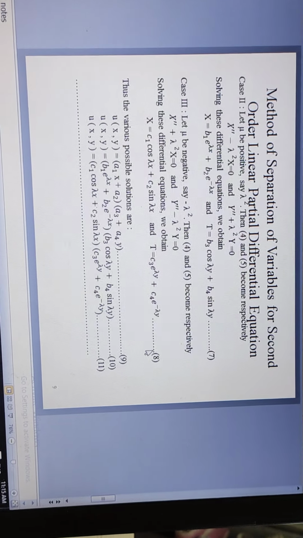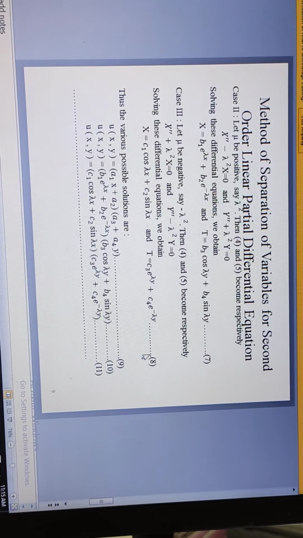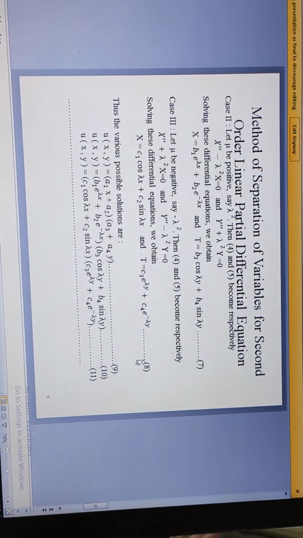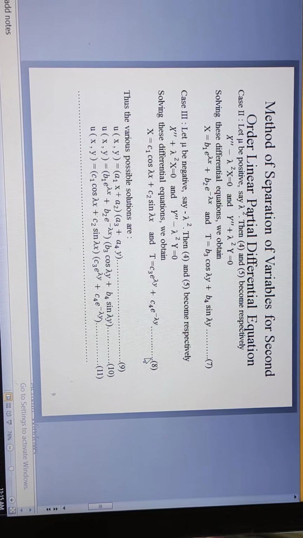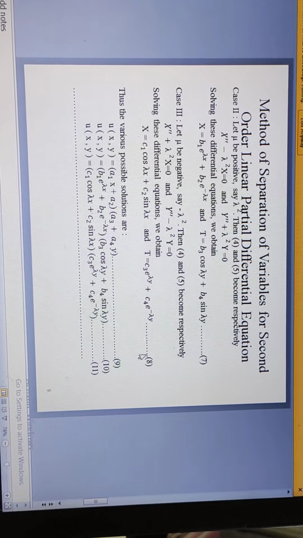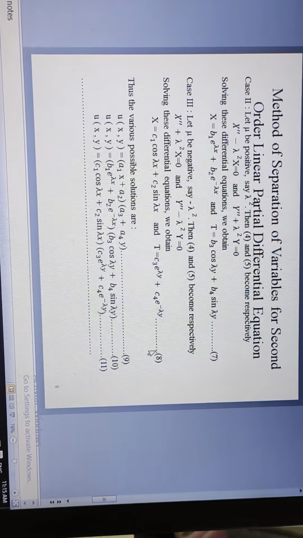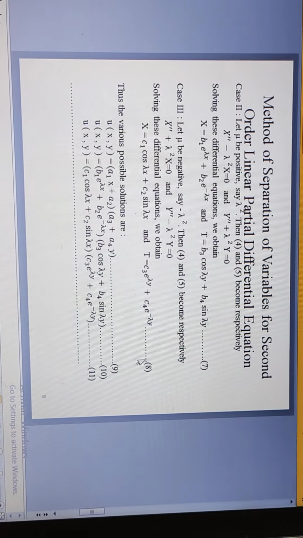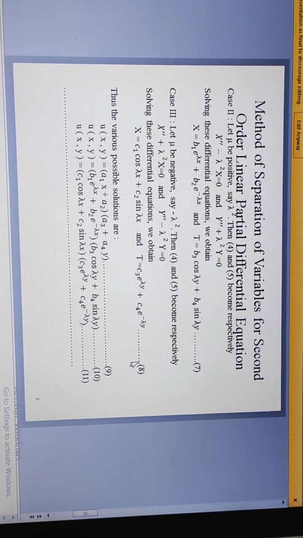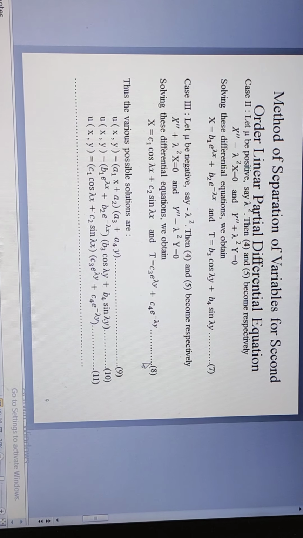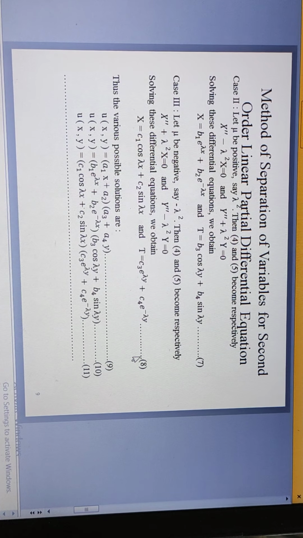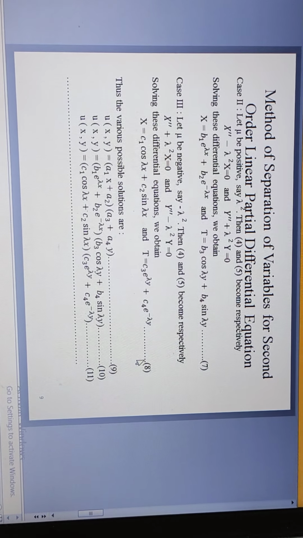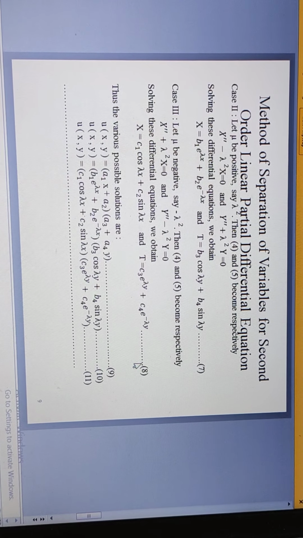Second case, when μ is positive, let us suppose μ = λ². Then X'' − λ²X = 0 and Y'' + λ²Y = 0. Solving these differential equations of constant coefficients, we have X = b1 e^(λx) + b2 e^(−λx), and Y = b3 cos λy + b4 sin λy.